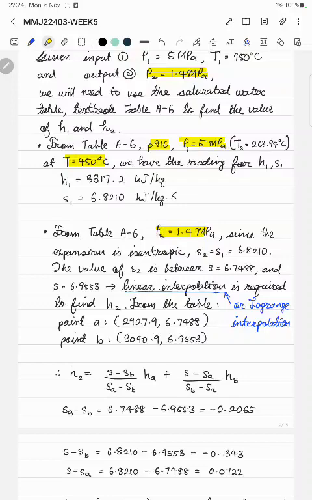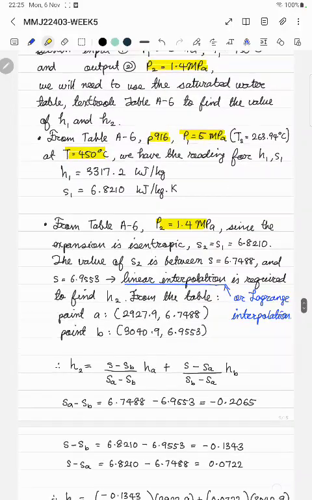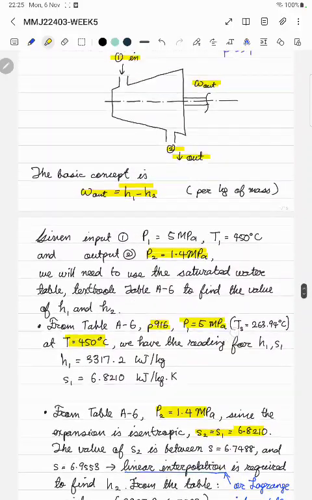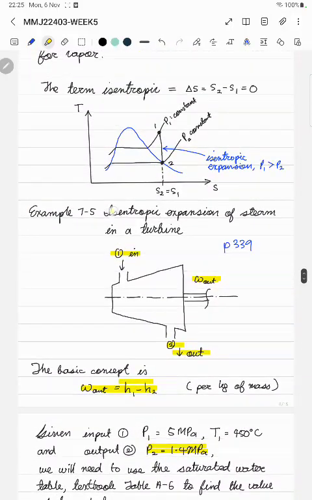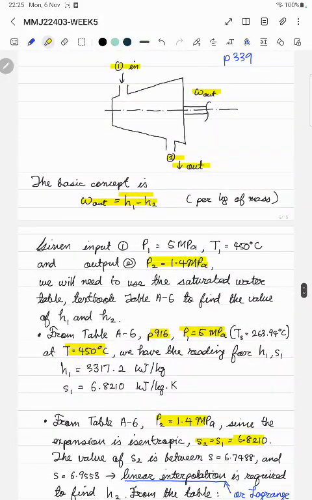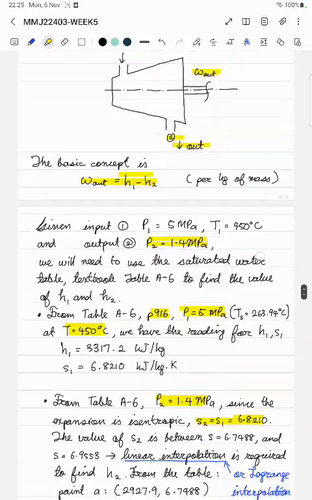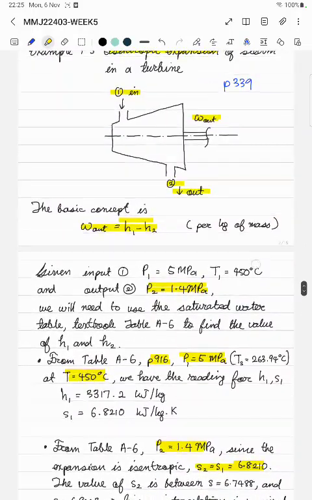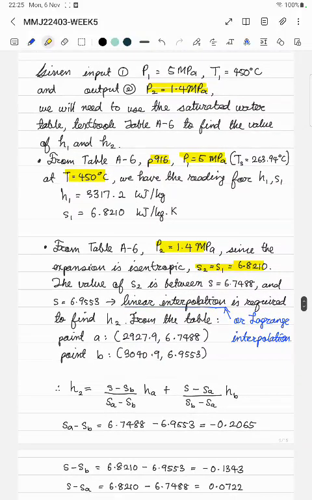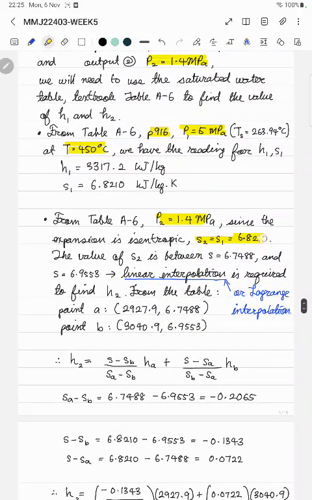Okay, but here's the problem. Since the expansion is isentropic, the entropy of the steam entering the turbine is equal to the entropy of the steam exiting the turbine. Because of this fact, we cannot use the table to get the value of S2.